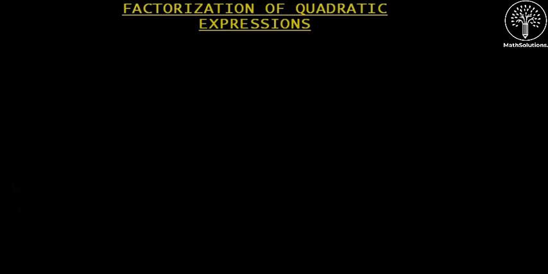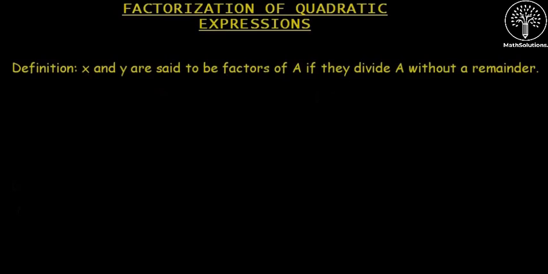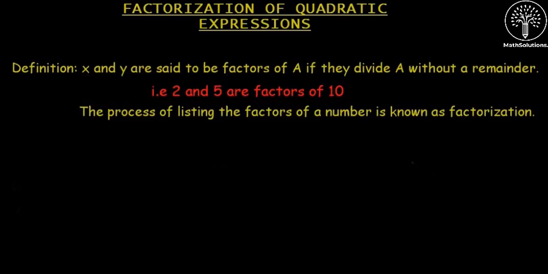Hello, today we look at factorization of quadratic expressions. Two numbers x and y are said to be factors of a if they divide a without a remainder. For example, 2 and 5 are factors of 10. The process of listing the factors of a number is known as factorization.